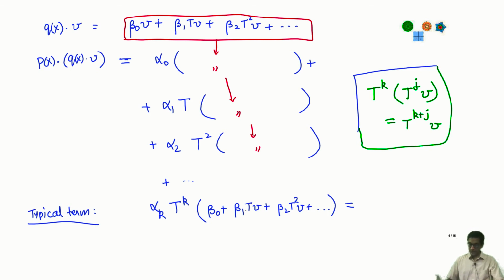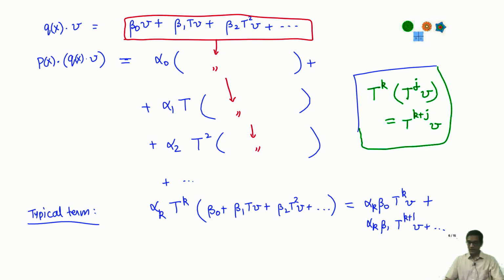Okay, so this term here will just become alpha k beta naught t to the k v plus alpha k beta 1 t to the k plus 1 v and so on. So that will become the whole expansion. Now I've just written out the general term there. Now you can sort of see what goes on.